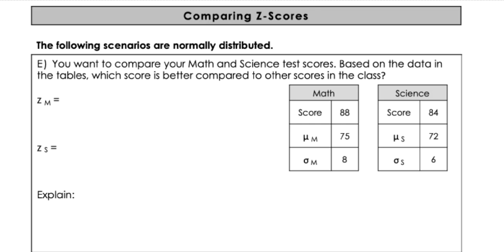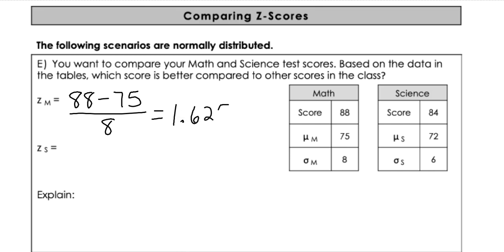So for math, we have a score of 88 with a mean of 75. So you're above the mean. And the standard deviation was 8. When we calculate that z-score, it comes out to about 1.625. So in that class, your score is about 1.625 standard deviations above the mean.